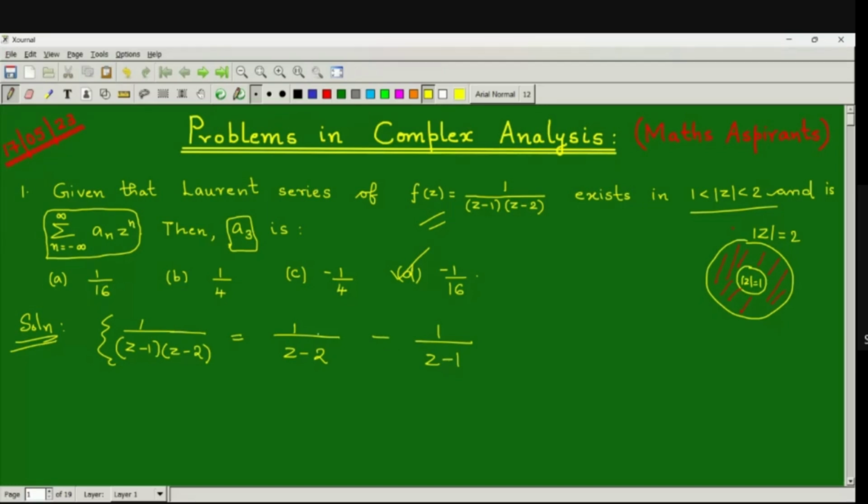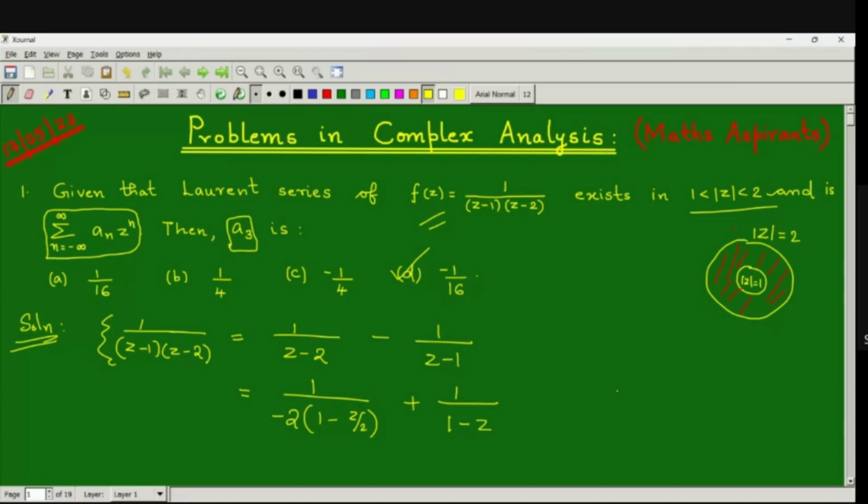So now we know that the Laurent series expansion of this is easy. How can we modify this? We can take minus 2 outside, and what remains is 1 minus z by 2, and this is plus 1 by (1 minus z).